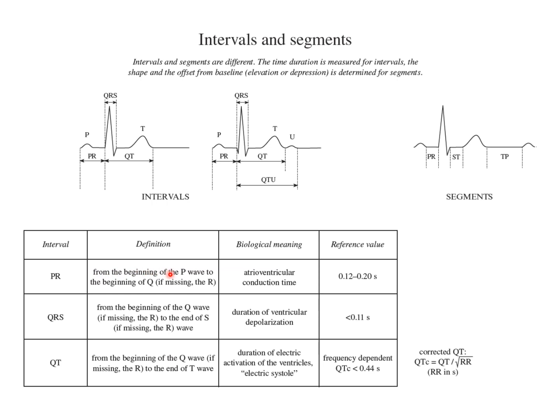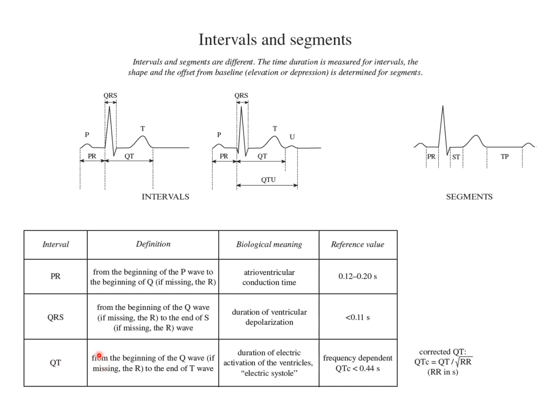This starts from the beginning of the P wave and lasts till the beginning of the QRS. If Q is missing, of course, the beginning of the R wave. This represents the atrioventricular conduction time that is in the range of 0.12 to 0.2 seconds. The QRS interval is from the beginning of the QRS till the end of the S wave. This represents the duration of the ventricle depolarization that is mostly less than 0.11 second or 0.1 second.